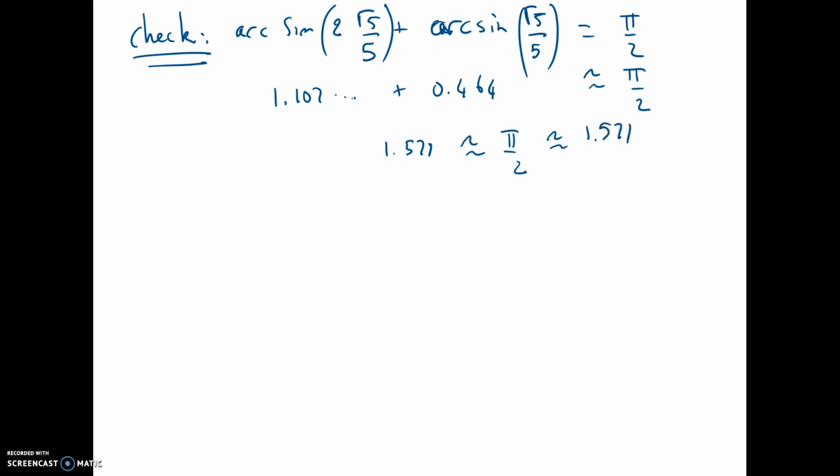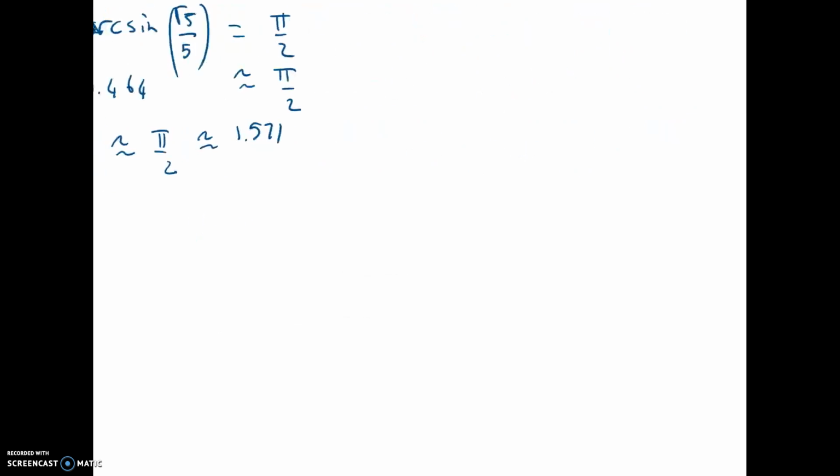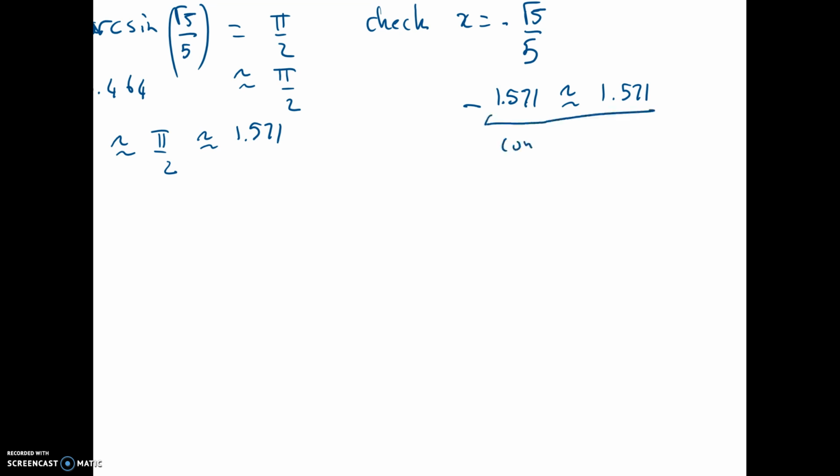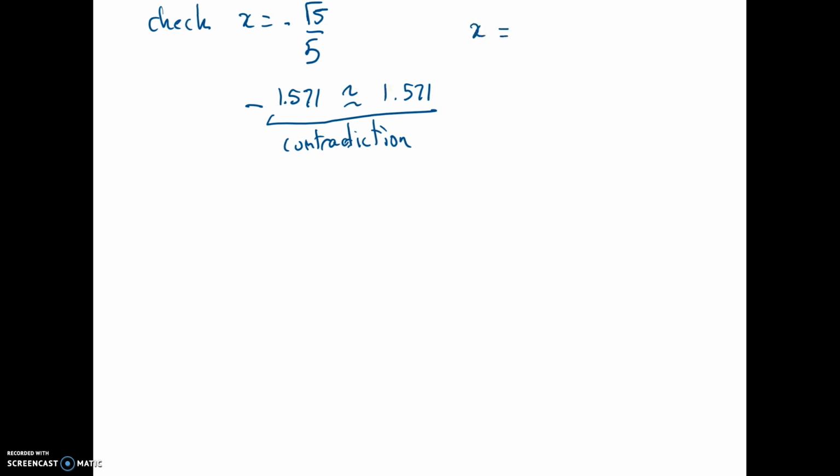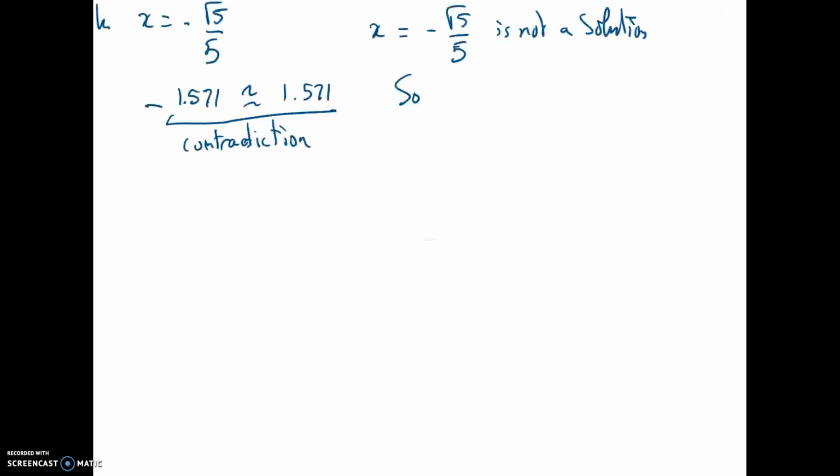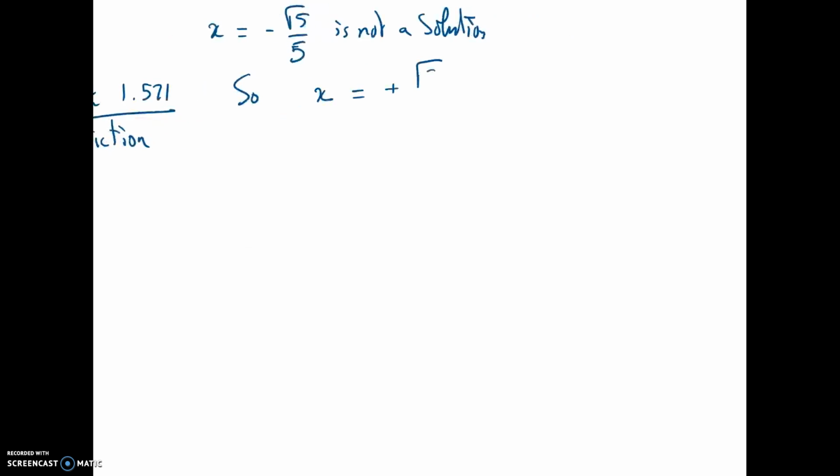You could also check for a value of x equal negative square root of 5 divided by 5. What we end up with on the left side of your equation is negative 1.571, which is not approximately equal to 1.571. And that's a contradiction. Therefore, we cannot take x equal negative square root of 5 divided by 5. So x equal negative square root of 5 divided by 5 is not a solution. So the only solution is x equal plus square root of 5 divided by 5.